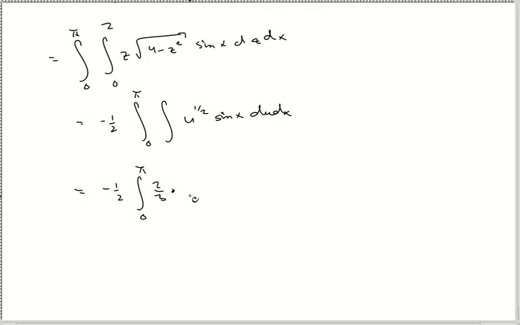U, already know what u is. It's 4 minus z squared to the 3/2. And now back to z's again, we had 0 to 2 dy. Was it? Oh, it's dx.